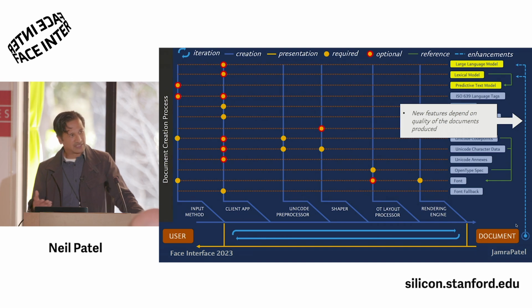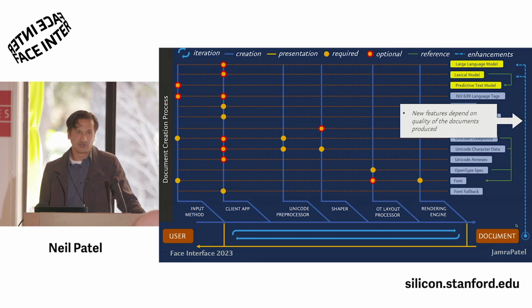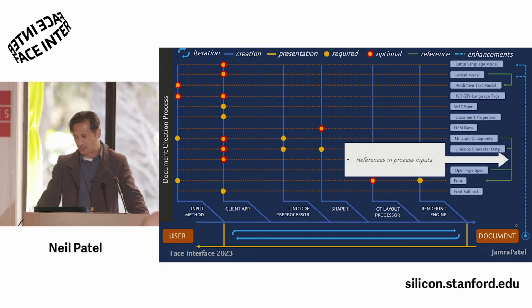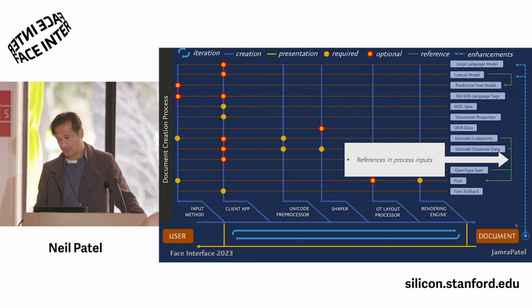And then I wanted to point this out because there's a cyclical thing to this. Some new features depend on what we produce for documents. If we're looking to create lexical models for predictive text, spell checker, grammar checker, we need to have documents that we've created in some fashion to feed into training those dictionaries and models for future editions. So the quality of those documents is important for future enhancements. And then I just want to point out these green lines. They're cross references within a process input. For a font, the font also needs to know the Unicode code points, some of the character properties, as well as things from the OpenType spec.